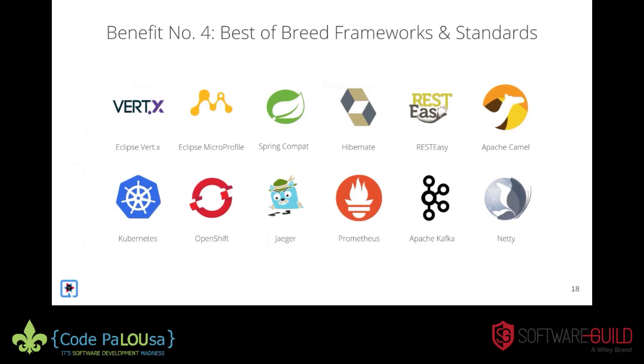Benefit number 4, of course, is the best-of-breed standard frameworks. So this is just a small sample of some of the frameworks, and I'll show you more in a moment. Some of these I'm sure you're probably using today or looking at, or maybe are exploring using. But all of these frameworks are supported out of the box with Quarkus, and you can choose to include whatever you need framework-wise in your applications and include those extensions.